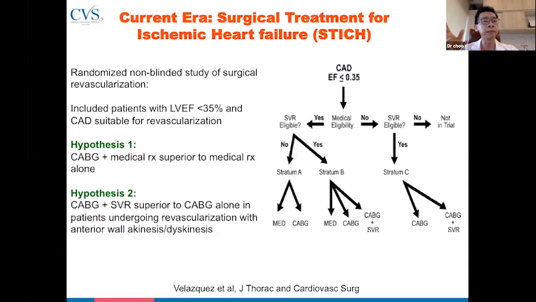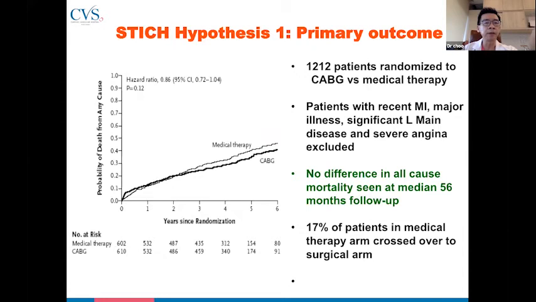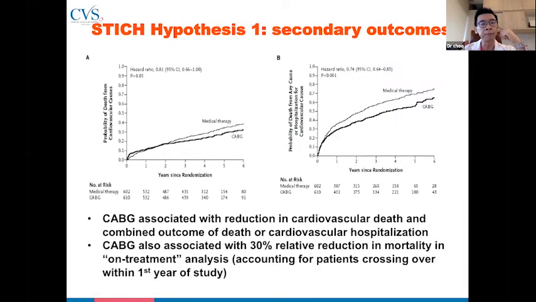So this STITCH trial randomized patients with low EF, below 35%, comparing bypass surgery against medical therapy. The question is which one is actually going to be better. The primary outcome, all-cause mortality, shows a trend towards benefit with CABG, but that's not statistically significant. But then we understand that there was a lot of crossover in this trial. Up to 70% in the medical arm actually went on to have bypass surgery.